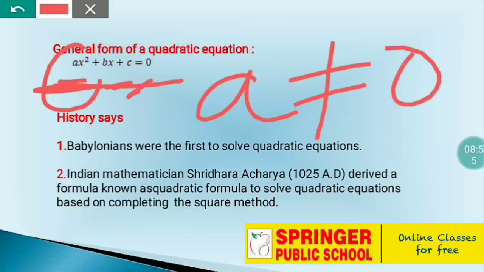Now, before we go for the questions, let us see a little bit of history regarding quadratic polynomials. It's not very important from your mathematical part, but you should know all these things also, because by knowing these things you will be proud of your heritage. See, the Babylonians, you must have heard about Babylonia. Babylonians were the first to solve quadratic equations, but the Indian mathematician Sridharacharya, in 1025 AD, derived a formula on quadratic polynomials. That formula is known as the quadratic formula, and it is used to solve quadratic equations, and he derived this formula on the basis of the completing the square method.